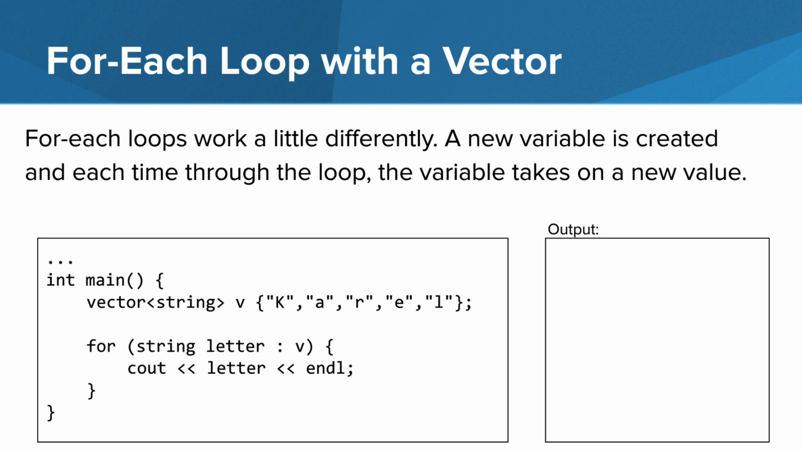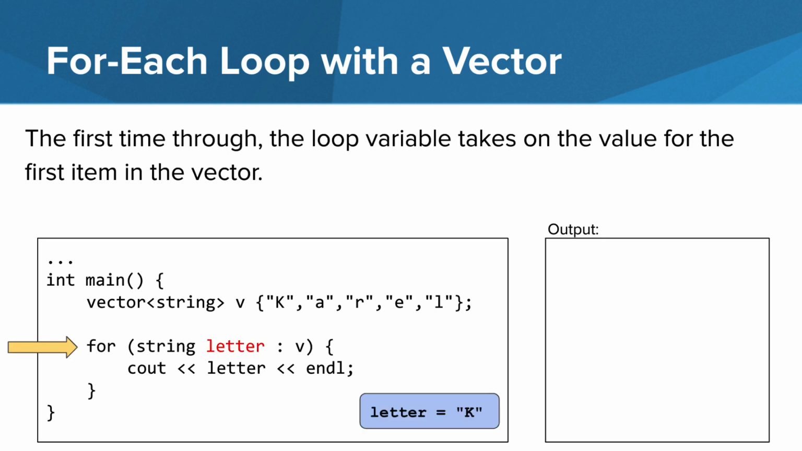Notice that this type of loop is called a for each loop, but the syntax still only uses the keyword for. Instead of using a loop variable to access the elements via the index, the for each loop creates a new variable, in this case, the string variable letter. As the program loops through the vector, the loop variable takes on the value in each element. The first time through, the letter is equal to k.